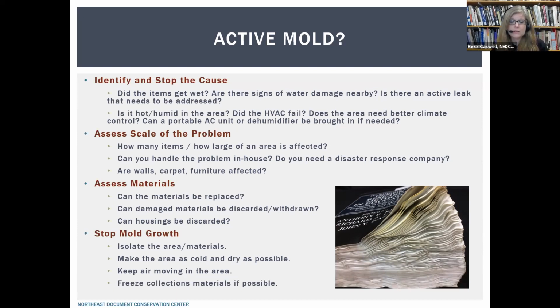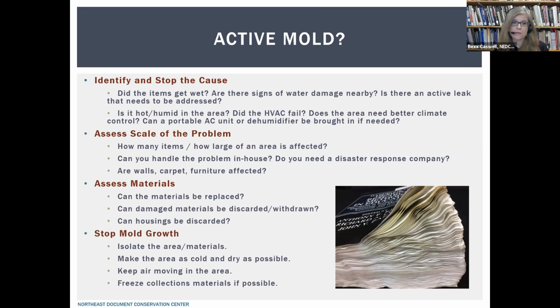How big of a problem you can handle in-house is really going to depend on your staff, your space, and what kind of equipment you have. That's a call that everybody kind of has to make for themselves, whether or not you have a conservation lab or a conservator that's able to help you. But I would say in general, if it's more than like 100 items or 10 bankers boxes, that's a good time to think about calling a vendor for help, something that's more than you can reasonably handle yourself.